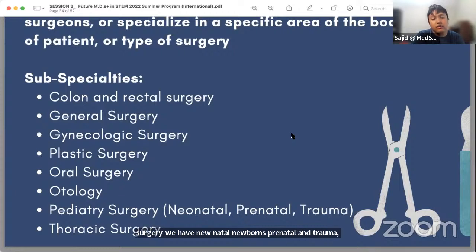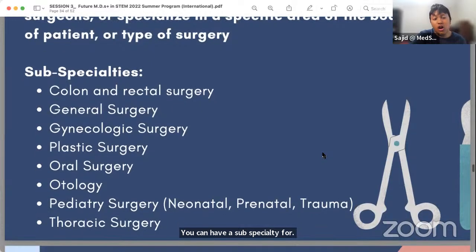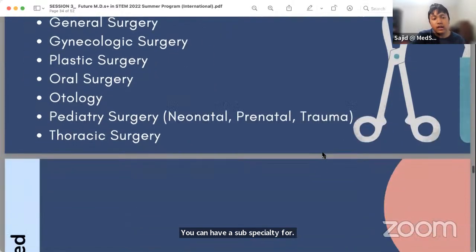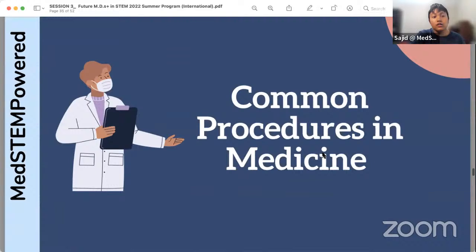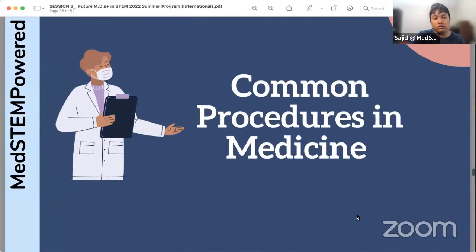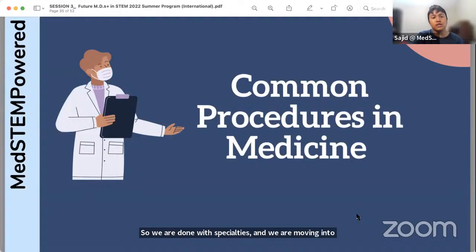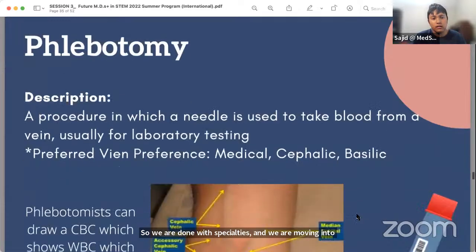And then lastly, thoracic surgery, and there's more. So basically every part of the body you can have a subspecialty for. It's really broad, and there's also orthopedic surgery. So there's a lot. Okay, next slide. So we are done with specialties and we are moving into common procedures in medicine. Okay, next slide.